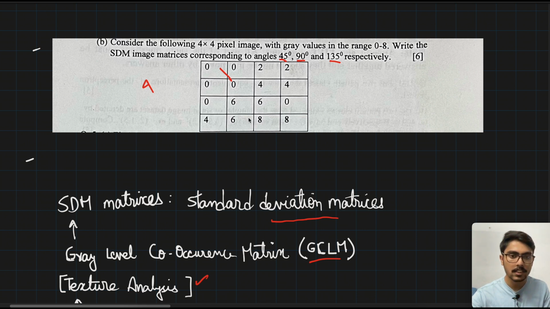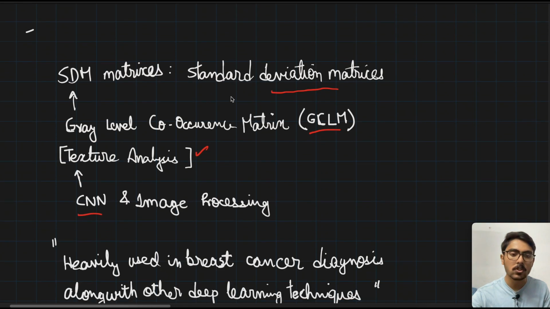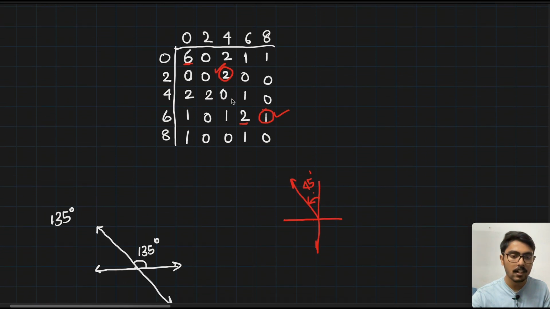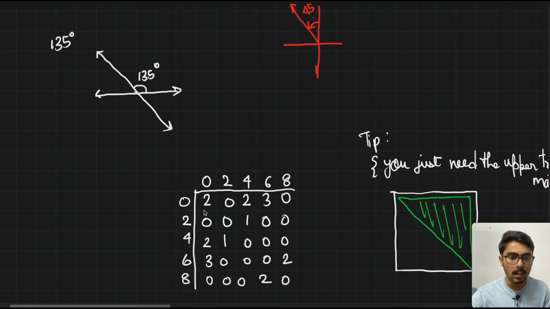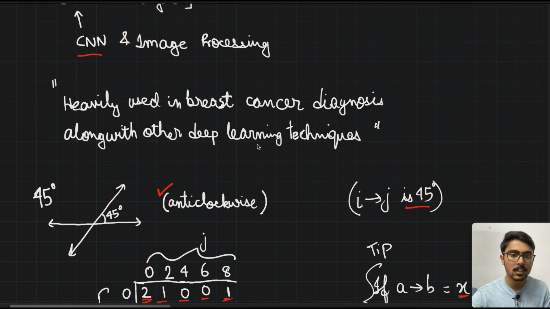6 to 6, is there any pair 6 to 6? I don't think so. 8 to 8, no. 2 to 2, no. So there is only one pair, that is 0 and 0. So let's see if that is what we get. So yeah, you see that only 0 to 0 is there. Now here is an odd one, 0 to 6, let's see how that works.